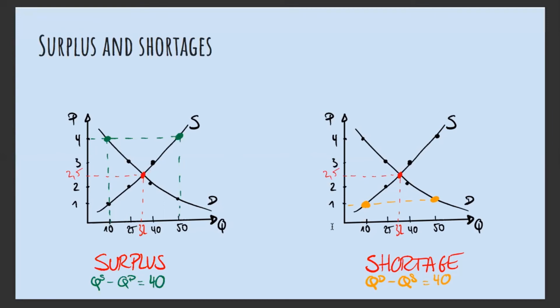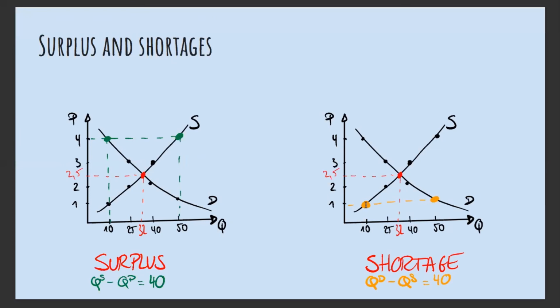Now let's look at the case when the initial price is too low. In that case, the price is 1. And when the price is equal to 1, suppliers are only producing 10 bottles of Coke, for example, and the consumers are asking for 50. So what is happening is that we have a shortage. There is too much demand and not enough supply. So the shortage is equal to the quantity demanded minus the quantity supplied, which is 40.